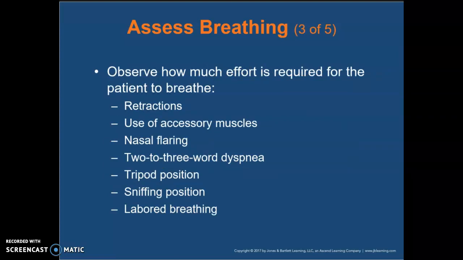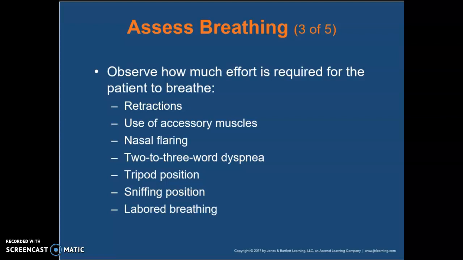You want to observe how much effort is required for them to breathe. They may be having retractions. We did talk about those earlier, where you see muscles actually moving in order to help them breathe in a way that's not normal. The use of accessory muscles, so using more than just the normal set of muscles to breathe. Nasal flaring, their nose might actually flare open as they try to get more air in.